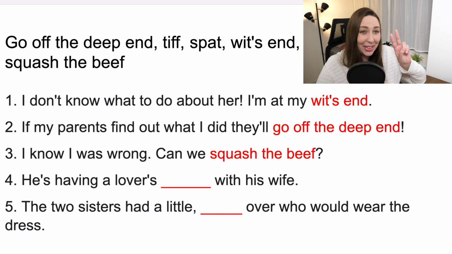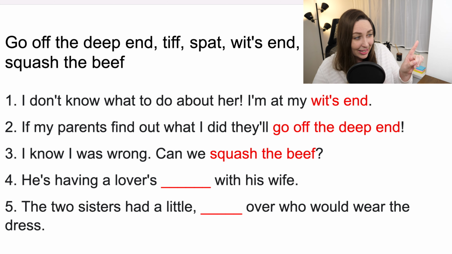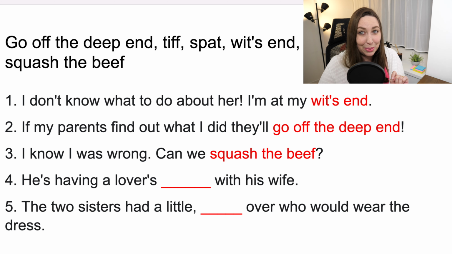All right, two more. Number 4, he's having a lovers... with his wife. He's having a lovers... with his wife. So big hint here is lovers. Okay? Which word goes with lovers? Do you remember? Write your answer down.